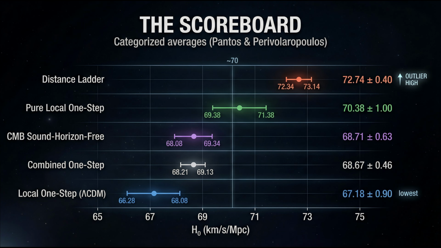Now here's the chapter flip that matters. Once you see this scoreboard, the tension stops being a mystery and becomes a question of mechanics. Which knob can move 9% without leaving fingerprints? And that's where the entire fight collapses into two giant dials.